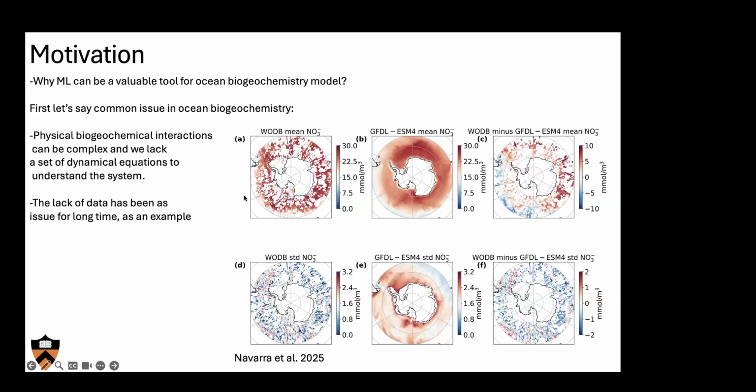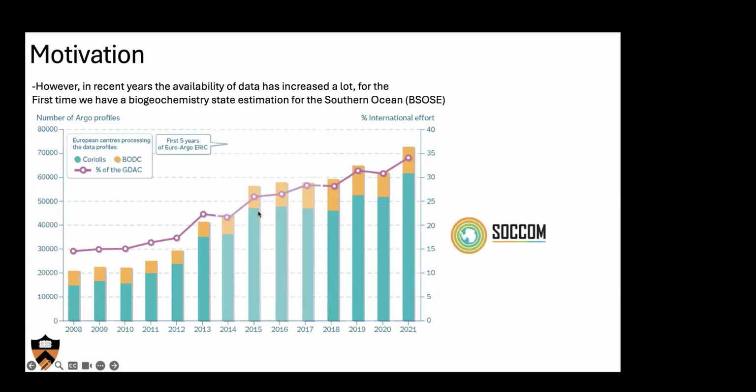Therefore, the second issue is this lack of data. However, the good news is that in recent years, because of the SOCOM project, the number of Argo floats in the Southern Ocean has increased a lot. This shows the increase in available Argo floats, and this first allowed machine learning tools to be applied directly on the data.